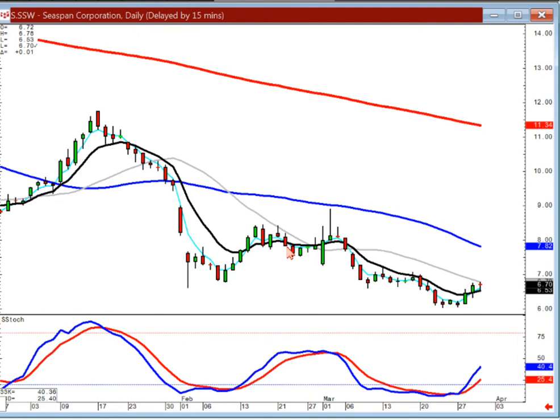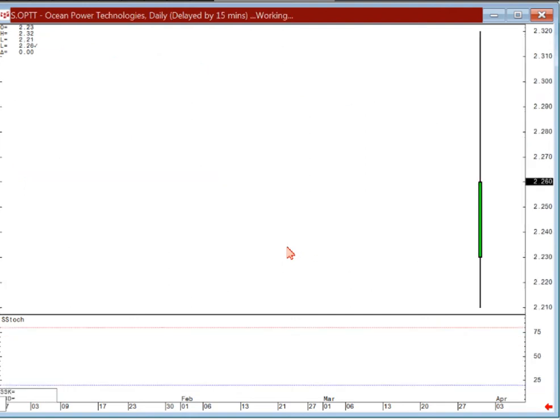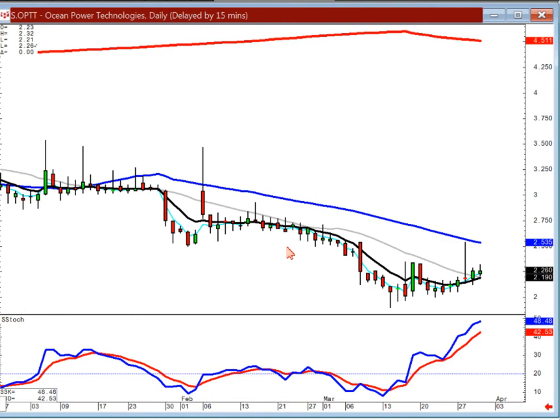SSW, you can buy this one on positive trading. Make sure your volume is good. OPTT, another one. You better make sure you've got a lot of volume and it's not that exciting. It needs something to tell you the bulls have definitely come in.